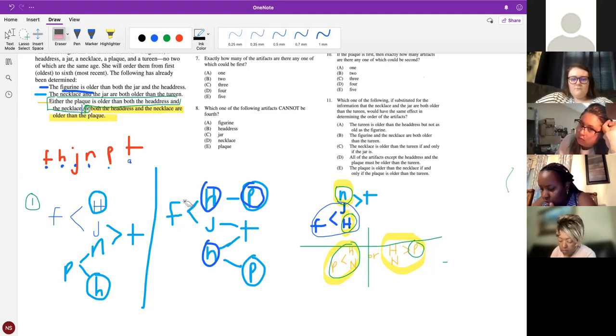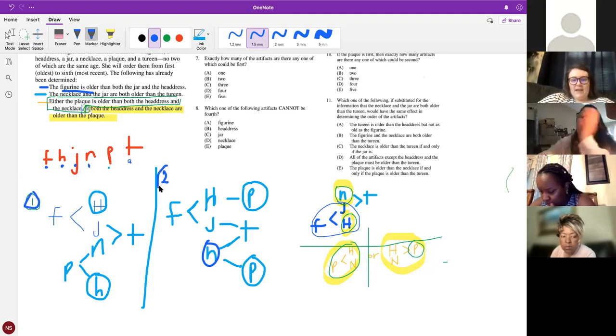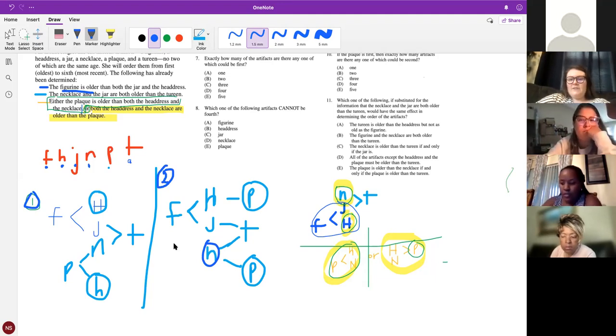Okay, I understand. But for H and N, they can be either or. Yes, I have world 1 here and I have world 2. I'm big on worlds. I would do this on the test. I would create both scenarios and then I would go directly into my questions.